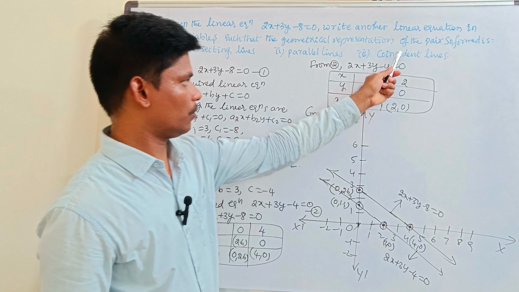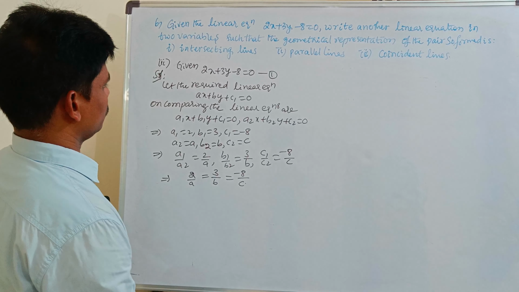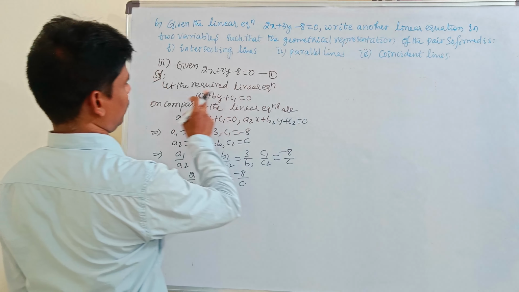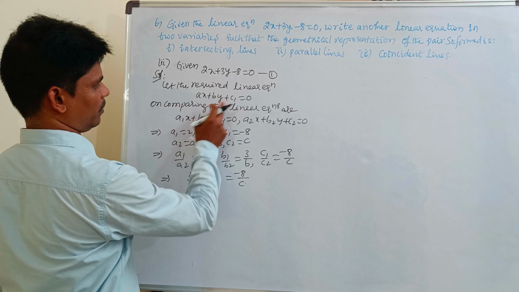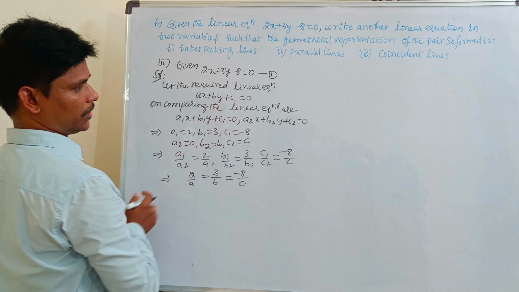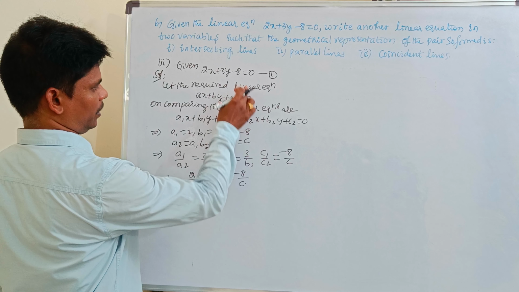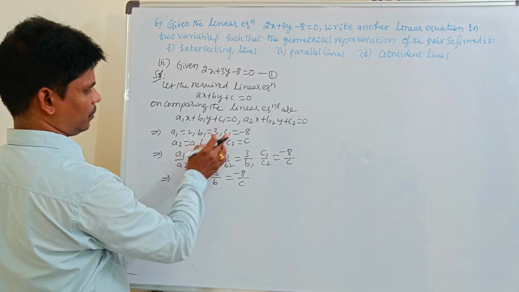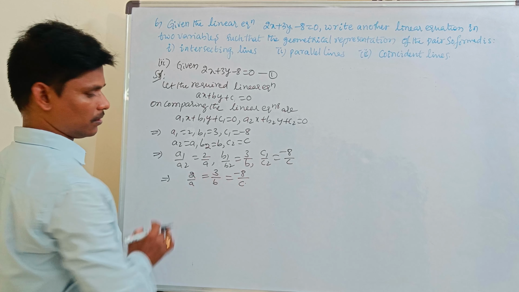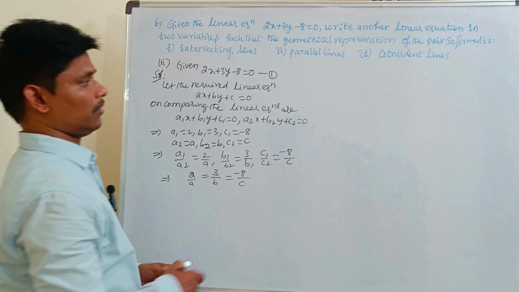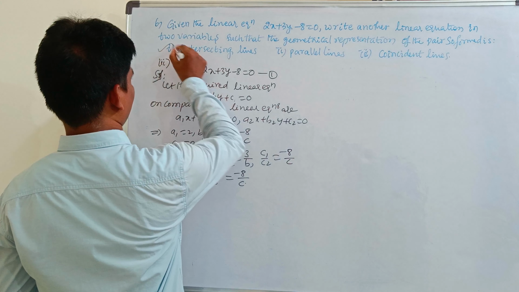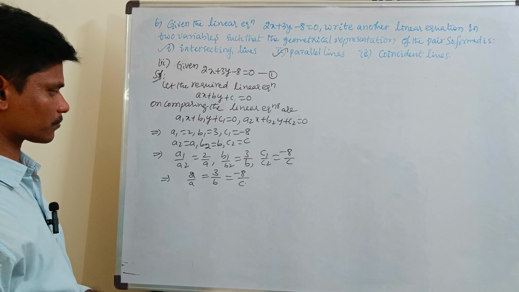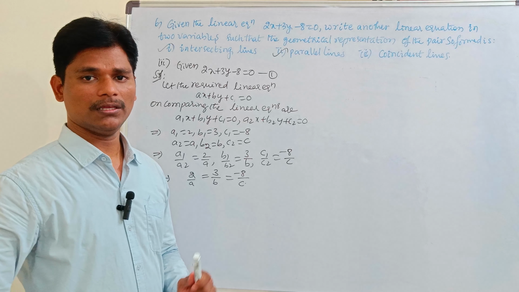And next one, coincident lines. Here the given line is given. Find out the other line. That is the required line a x plus b y plus c is equal to 0. On comparing these two linear equations, you get the coefficients a1, a2, b1, b2, c1, c2, and their ratios are these. So the third one here is coincident lines. Coincident lines condition is that all ratios are equal.